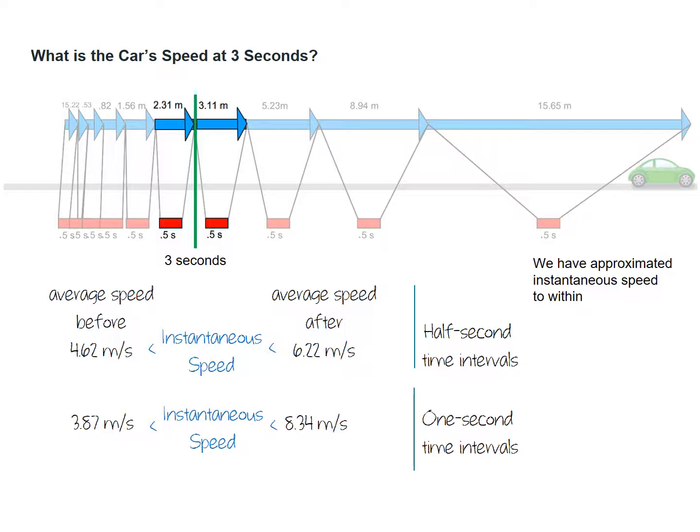We can see how precise each approximation is. Since the half-second intervals give us an approximation to within 1.6 meters per second of the actual value, and that's smaller than the 4.47 meters per second for the 1 second intervals, this tells us that the half-second intervals produce a more precise approximation.